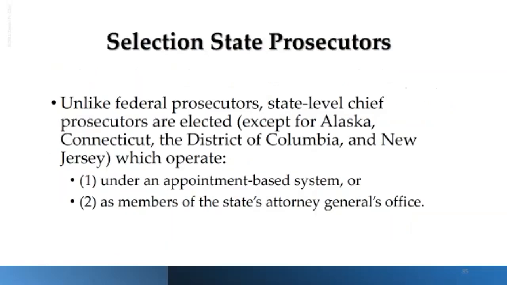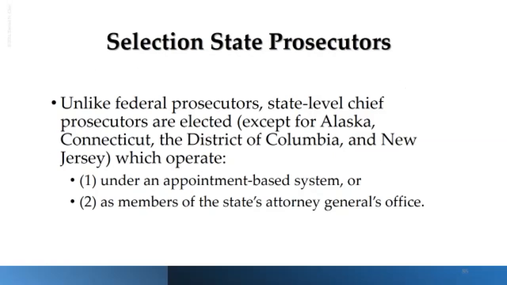So now we talk about the selection of state prosecutors. Unlike federal prosecutors, state level chief prosecutors are elected, right? That is with the exception of Alaska, Connecticut, the District of Columbia, and New Jersey. These areas, I'll say states, but the District of Columbia is a federal enclave, operate under an appointment-based system or as a member of the state's Attorney General's office.